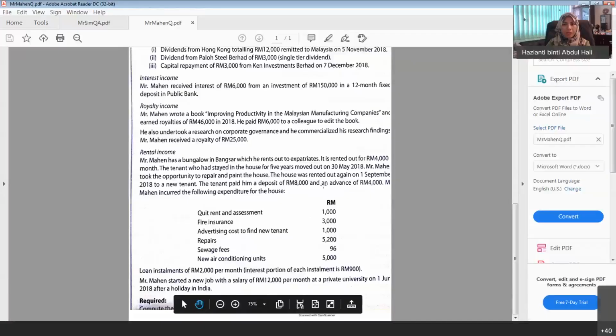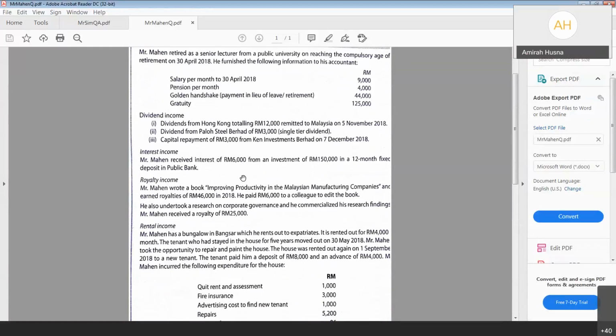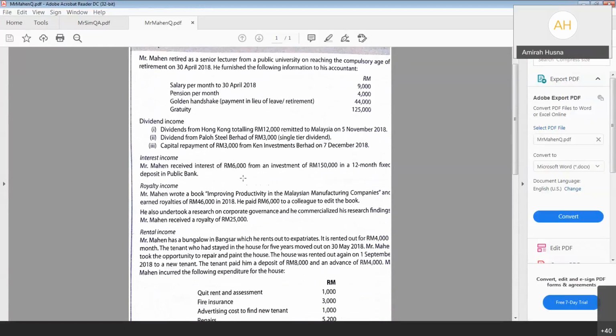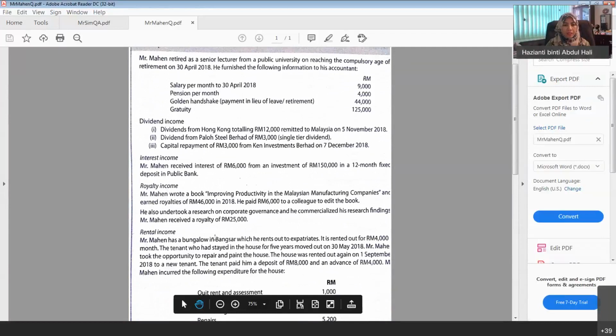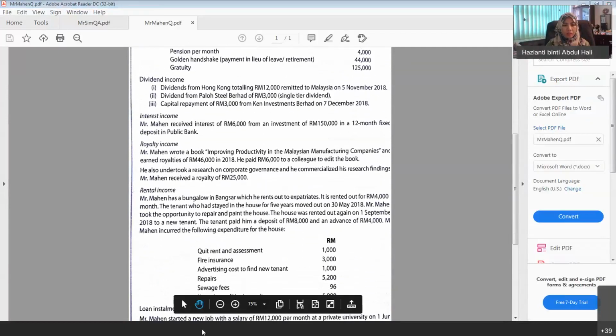Saya belum share soalan ni. Belum. Alright, I will share with you. Saya letak ni under personal taxation lah, and dia actually ada continuation soalan ni. Continuation is in the notes.